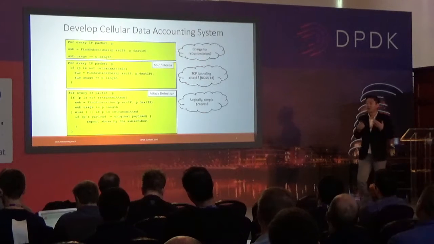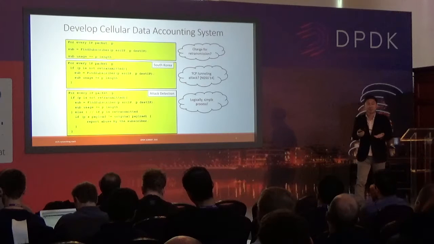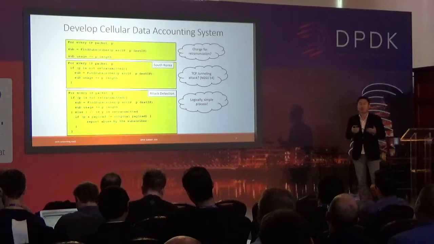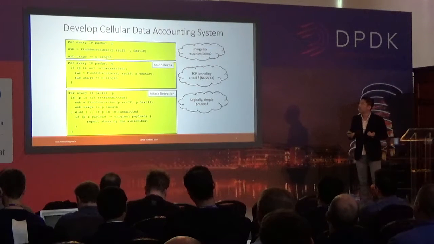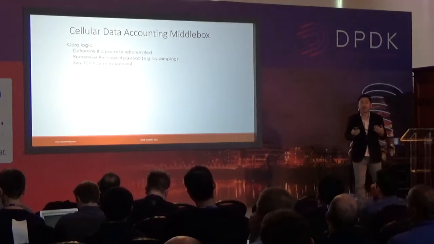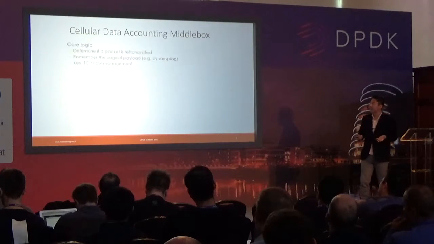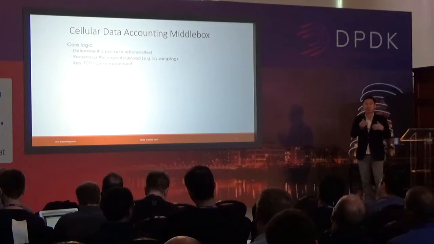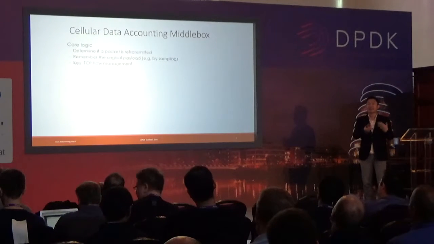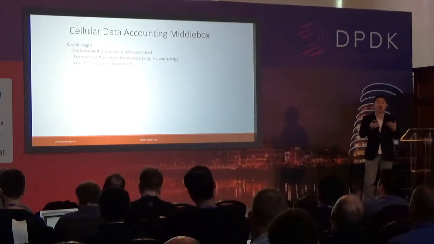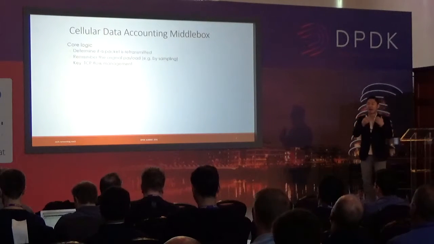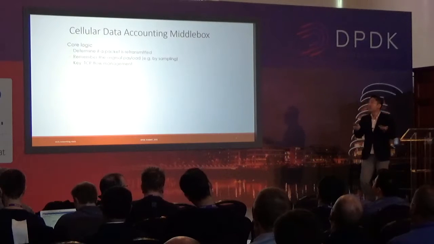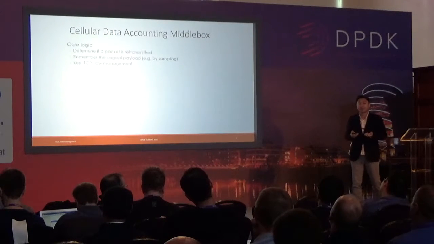Okay. So logically, it's still a very simple process, but the question comes down to how to implement it, right? The core logic, if you think about the implementation, is to determine if the packet is retransmitted or not, and then you need to remember some of the previous packets' original payload. Maybe you can do some sampling of random locations and then compare them, right? The key logic here is TCP flow management, right?